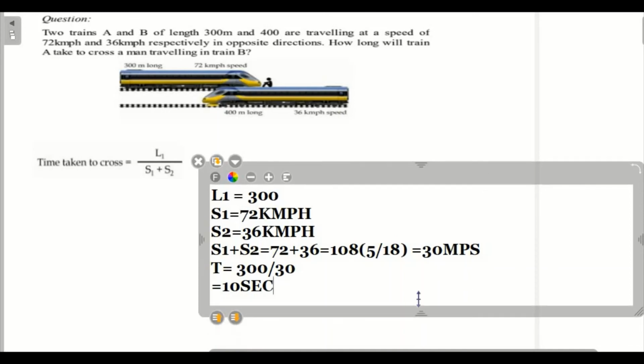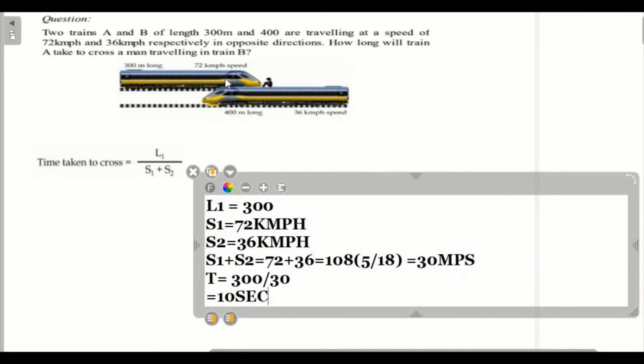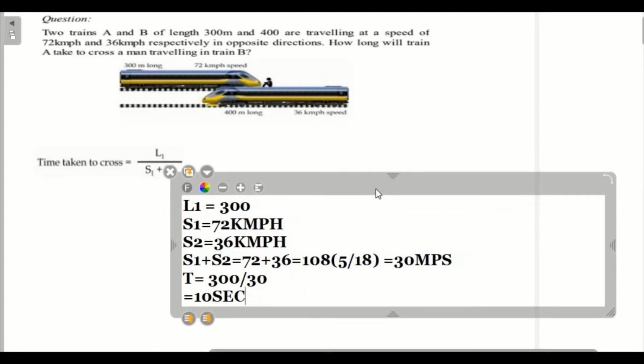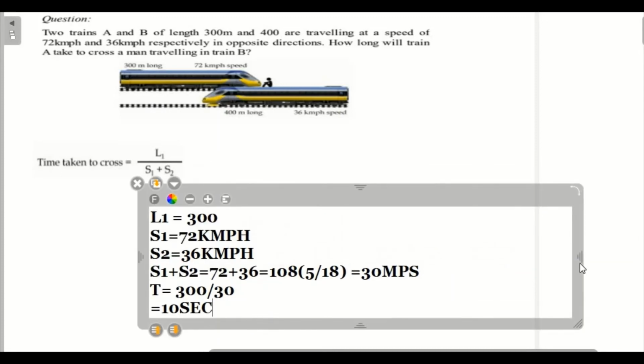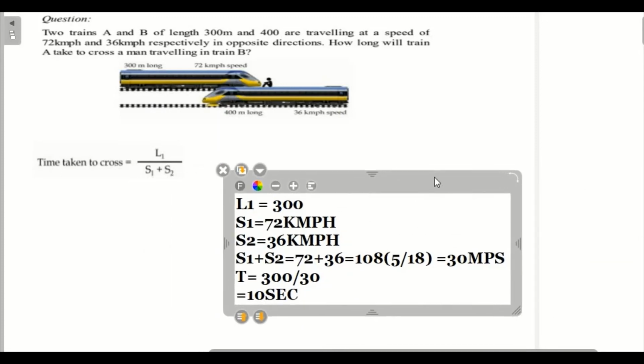So be clear. We are going to find for the person traveling in the B. So we don't want to do anything with the length of the train B. We have to do only with the train length of A. So our formula is very easy and very simple to calculate. So we have to take the length L1 and we have to calculate the speeds S1 and S2. So S1 plus S2 equal to 72 plus 36. So we have to convert it into mps, that is 108 times 5 by 18 is equal to 30 mps.